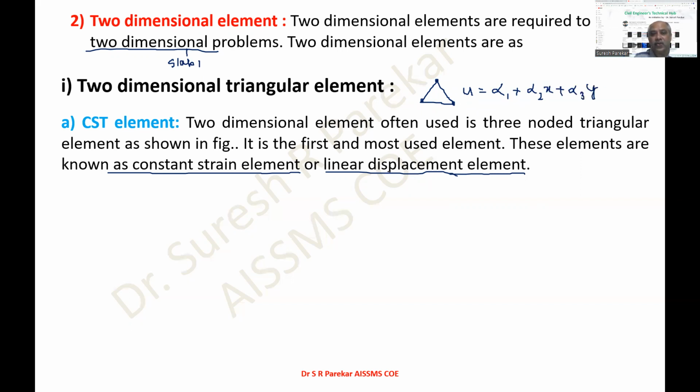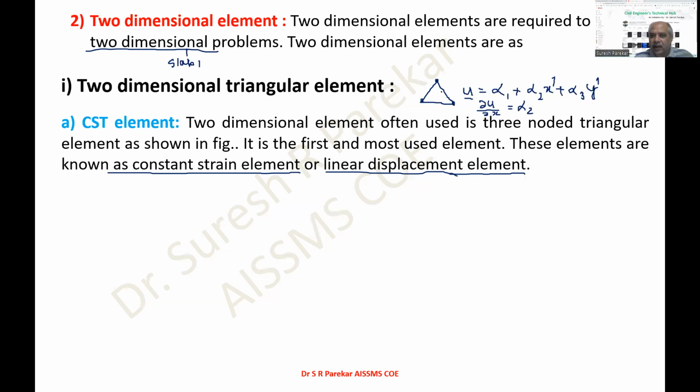But why do we say it is linear displacement? Because here you can see our displacement is proportional to x to the power 1, or y to the power 1, and therefore it is linear displacement. If you go for strain, you have del u by del x. Then alpha 1 becomes 0, alpha 3 y becomes 0, and you have the value alpha 2, which is constant. So this is known as constant strain, and that is linear displacement.